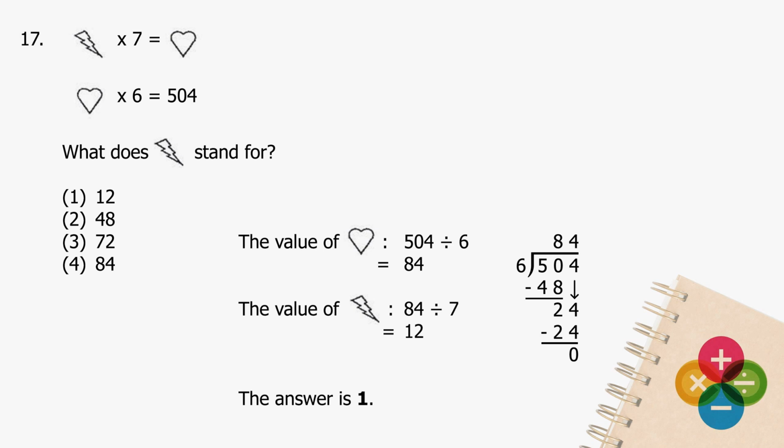The value of heart will be, divide 504 by 6, and the quotient is 84. The value of lightning will be, divide 84 by 7, and the quotient is 12. The answer is 1.